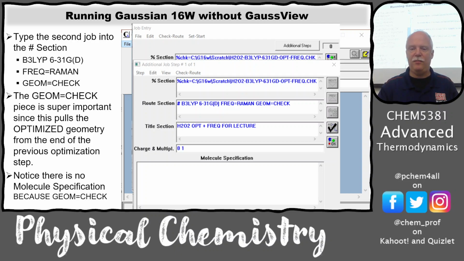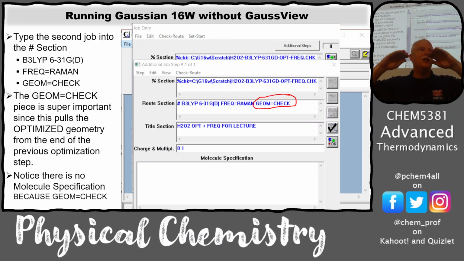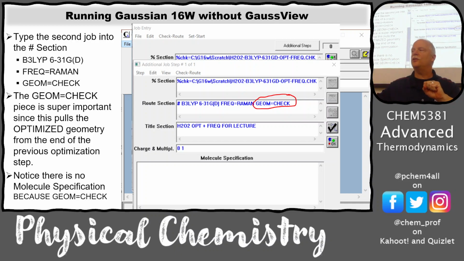The main thing being this right here, geom equals check. The reason that's important is the first step was the geometry optimization. Okay, so it optimized the geometry. We don't know what that geometry is for the second step, so we've got to pull it out of the checkpoint file. So all your subsequent steps, you use geom equals check. It'll say, go get the geometry from the checkpoint file.